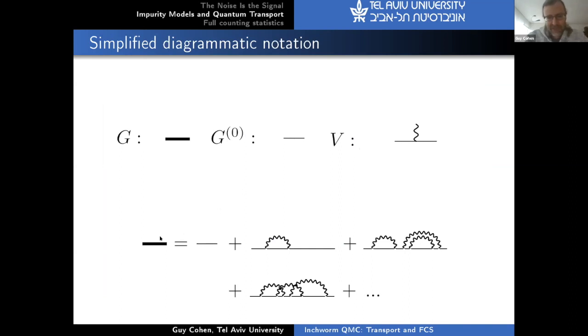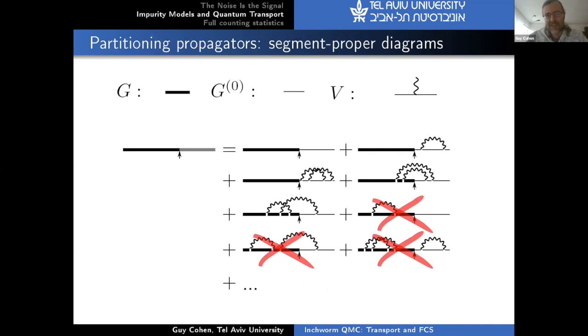And you can expand a diagrammatic series for the full propagator in terms of this bare propagator and hybridization lines, which are sets of events where an electron goes in at one time and goes back out at another time. If you sum up all possible diagrams like this, you get the exact propagator. Okay, so if you do this naively, you get a sign problem.